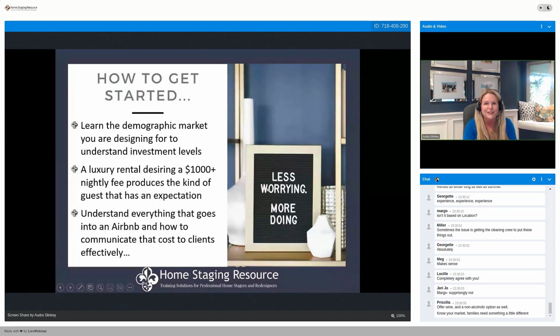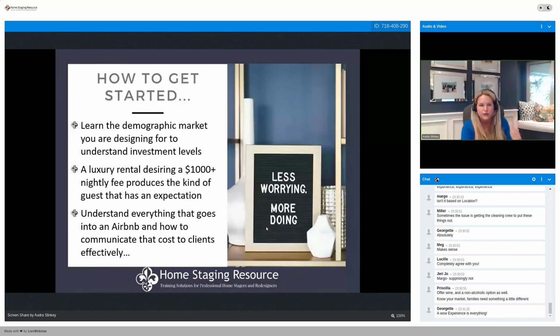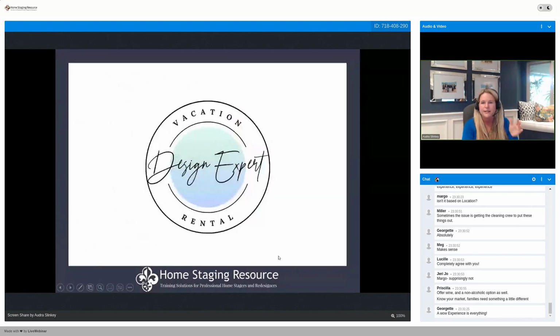So it's really fun to look at the differences and understand everything that goes into an Airbnb and communicate that cost to the client, because they don't always understand.